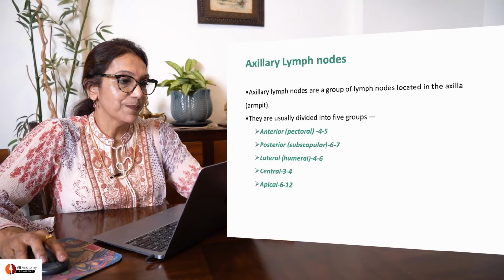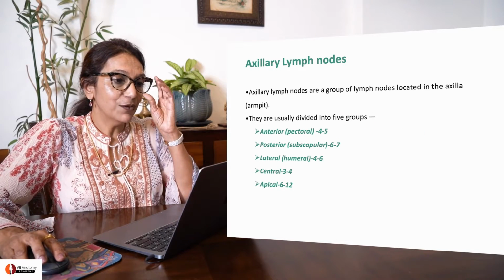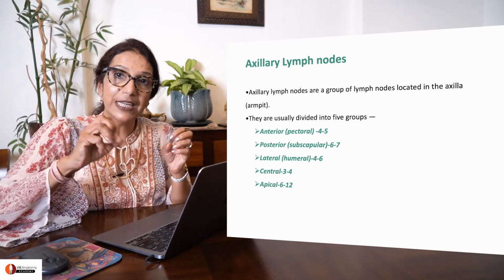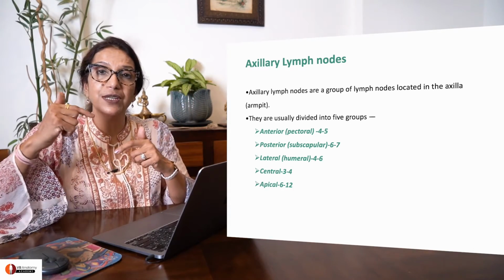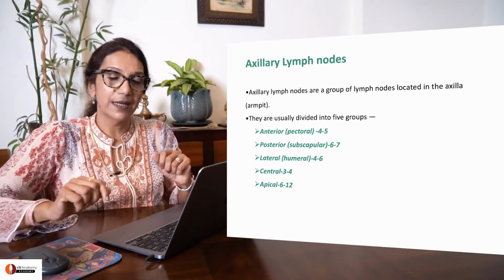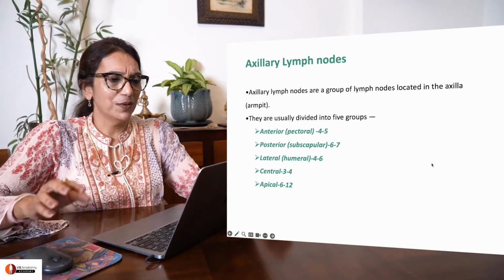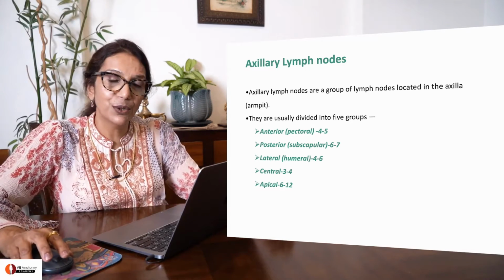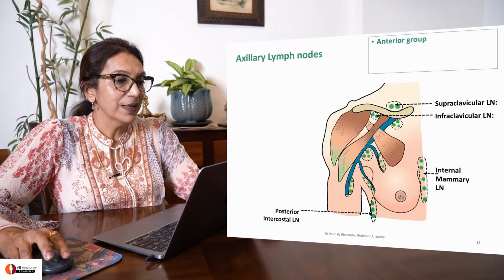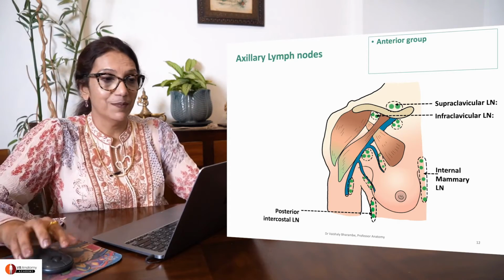Axillary lymph nodes. So see, axillary lymph nodes are a group of lymph nodes which are located in the axilla. They are basically 5 groups: anterior, posterior, lateral, central, apical. There are variable numbers, somewhere 4 to 5, sometimes 6 to 7. The numbers are given here for you. You can always refer to them. Let's talk about each of them.